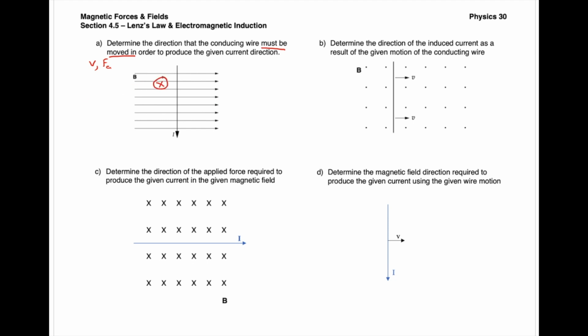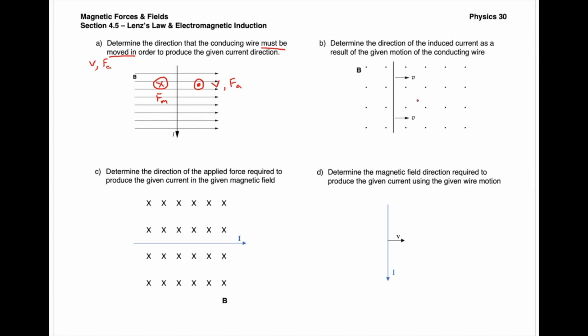Now remember which force this is. This is my force magnetic, not the force applied. So the hand rule gives you your magnetic force. Now what we're interested in is this velocity. And remember, your velocity is just opposite the force magnetic. So if my force magnetic is down into the page, then my velocity vector, now this could also be written as a force applied, but if we're looking for direction, we typically look at it as a velocity vector, is going to be coming directly straight out of the page.